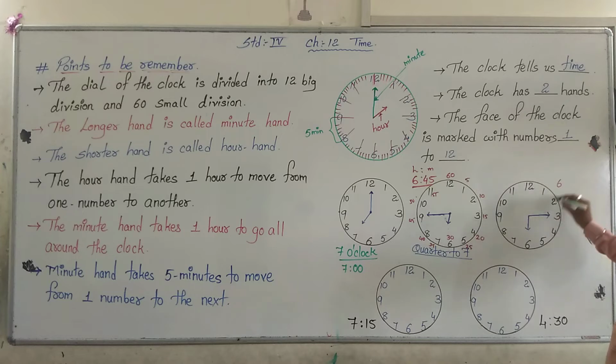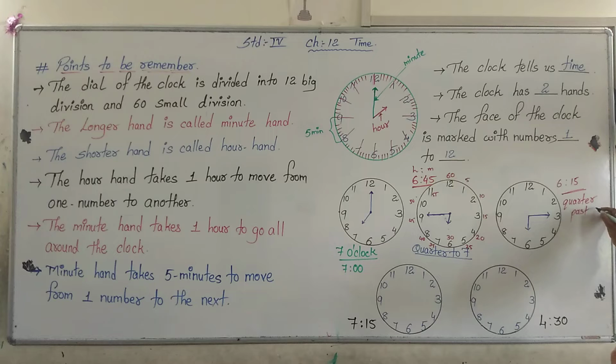Now here you can see that the hour hand is at 6. So it will be 6 hours and the minute hand is at 3. 3 means what? 15. So it will be 6 hours 15 minutes. Or we can write it as quarter past. Past એટલે ચાલી ગયા, 6 વાગી ગયા.